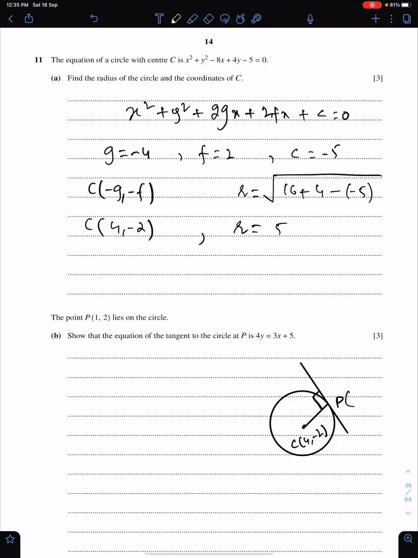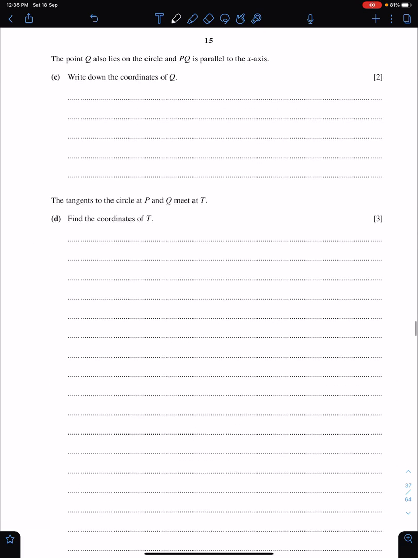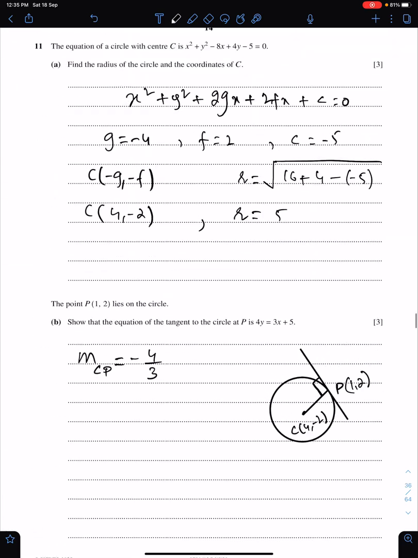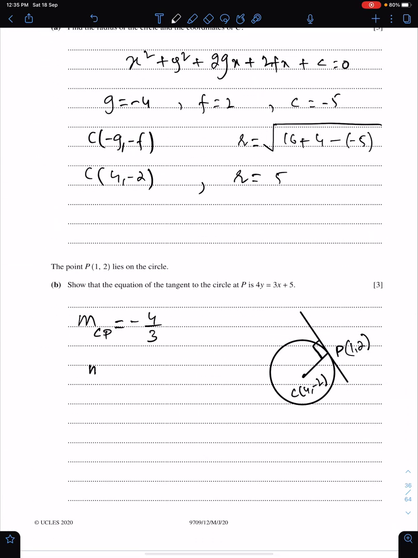So we just need to find the gradient of CP first. So gradient of CP is, I think it should be 4 upon -3. Let me check it. This is right, this is -4 upon 3. So gradient of perpendicular line, which is tangent, it should be 3 upon 4.